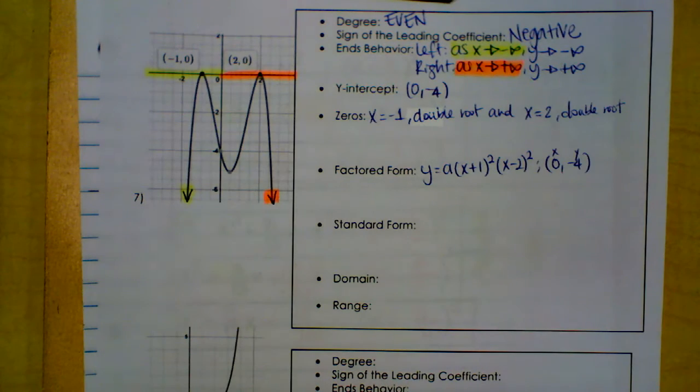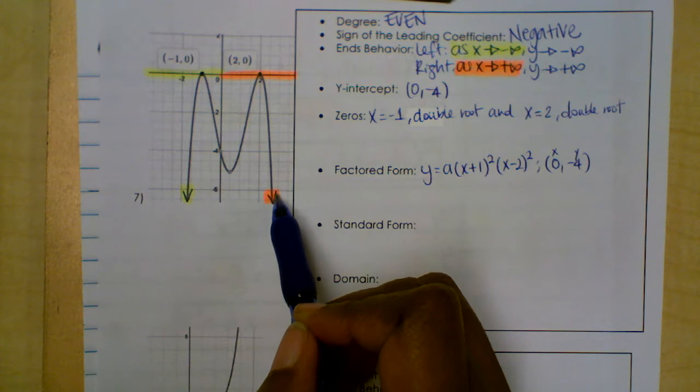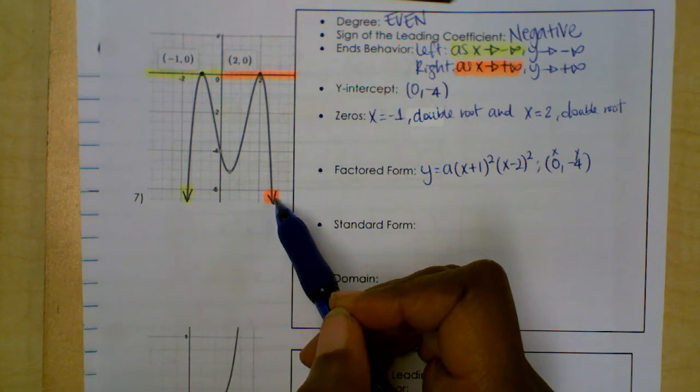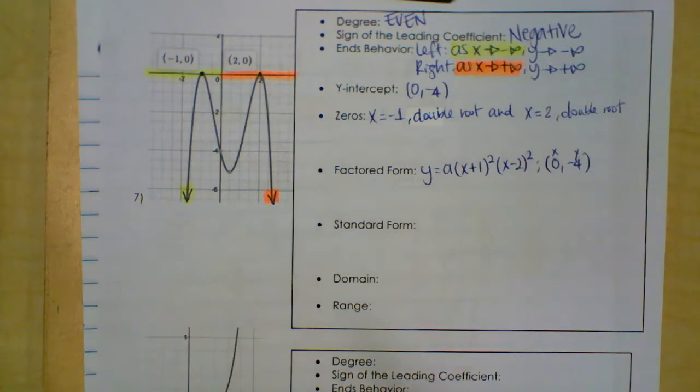Why do I say that it's negative? Because remember, the arrows are pointing down. The arrow on the far right is pointing down, and because they're both going toward the same direction, the arrows are pointing down, so I know that the sign is negative.